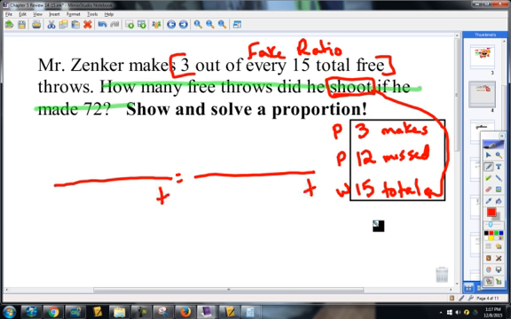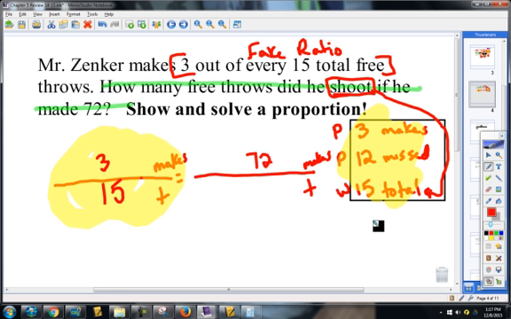And then it wants to know how many free throws did he shoot if he made 72. So there's our other label, makes. The fake ratio comes from the edge pieces. This is our fake ratio. It comes from here. What is the ratio of makes to total? It is 3 to 15, just like they gave us perfectly in the fake ratio.